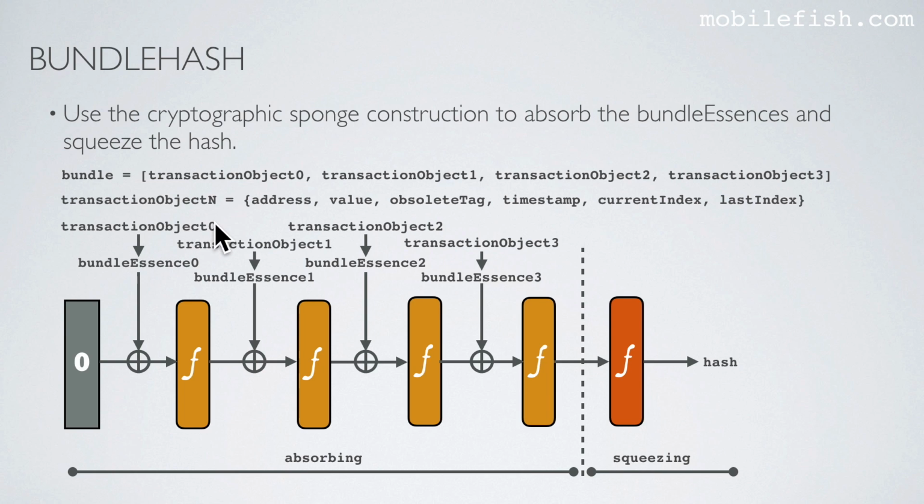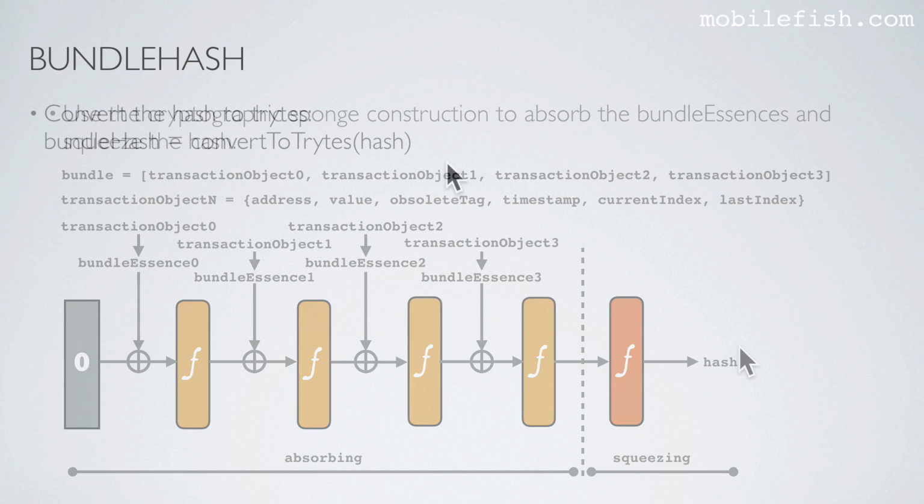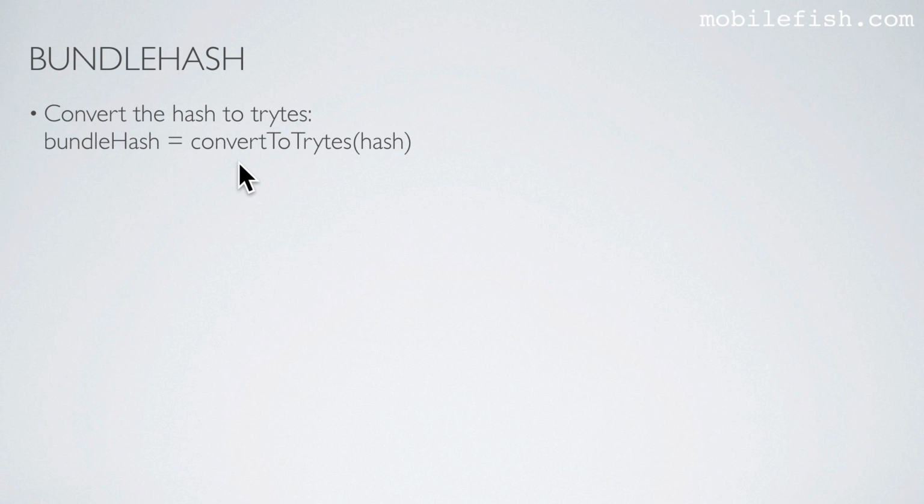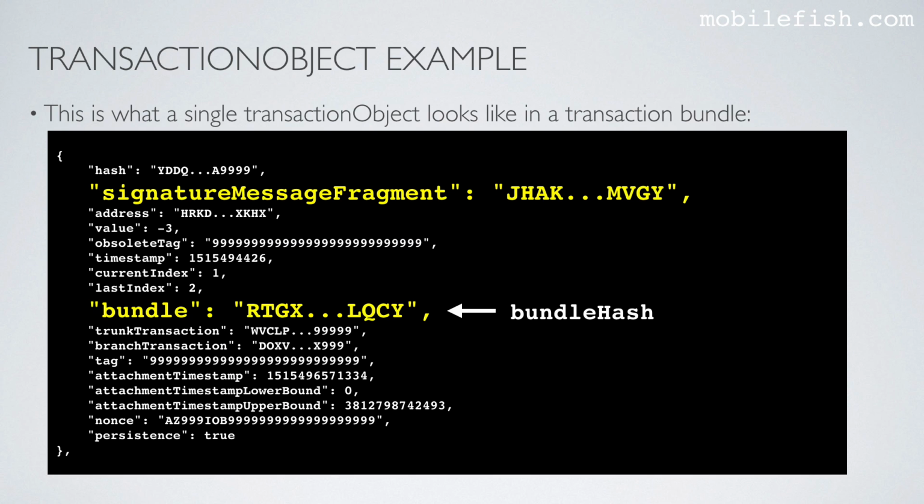We do the same for each transaction object. We use the cryptographic sponge construction to absorb the bundle essences and squeeze the hash. The hash is converted to trytes and we get the bundle hash. The bundle hash is the same for all transaction objects in the same transaction bundle.